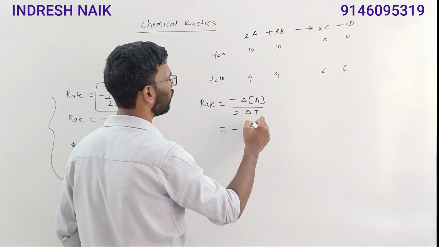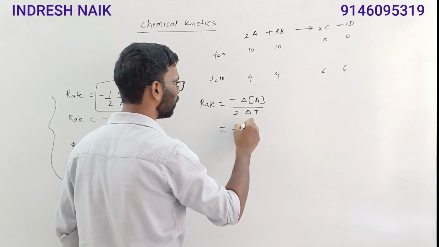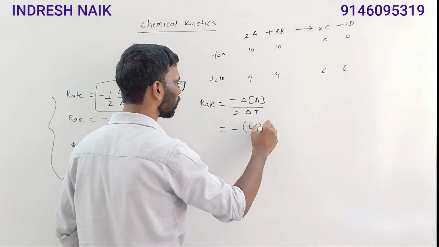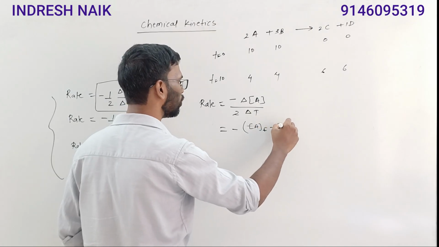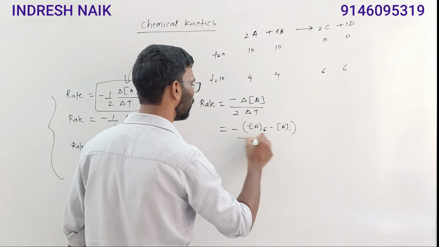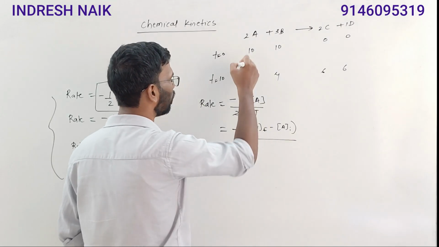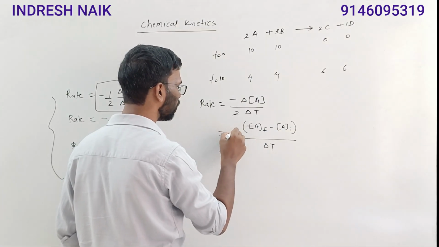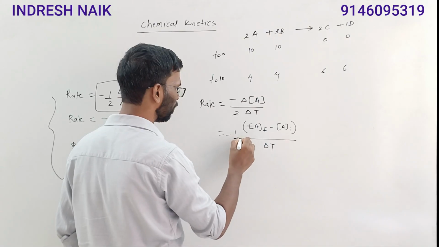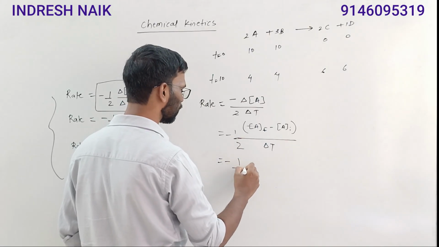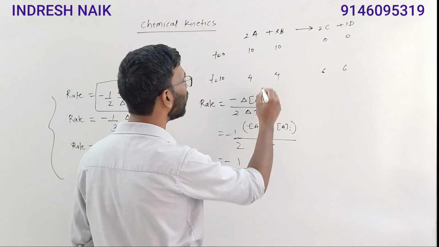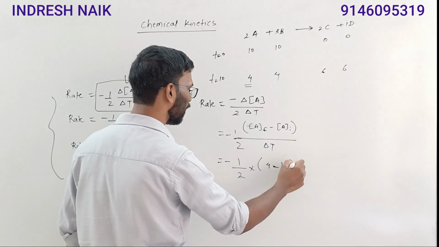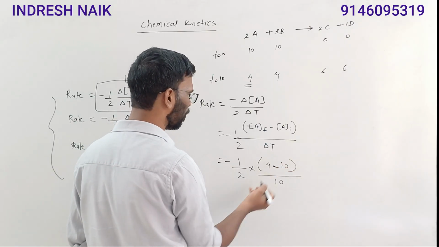Final, I'll write concentration of A final, then delta I am replacing. Concentration of A final minus concentration of A initial divided by delta T, and 2 is also there, no? In this case there is 2, right? So this is minus 1 by 2. What is final over here? Final is 4, right, after 10. What was initial? Initial was 10. And what is this delta T? This is also 10 minutes, after 10 minutes.